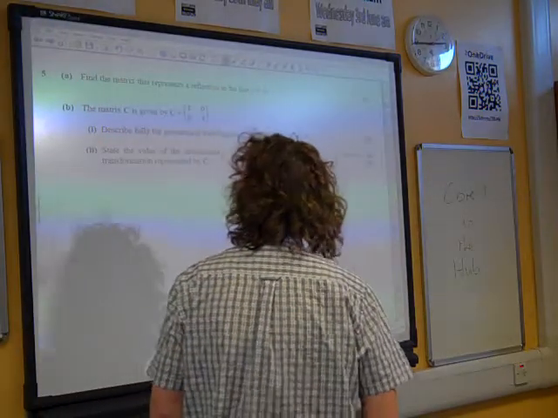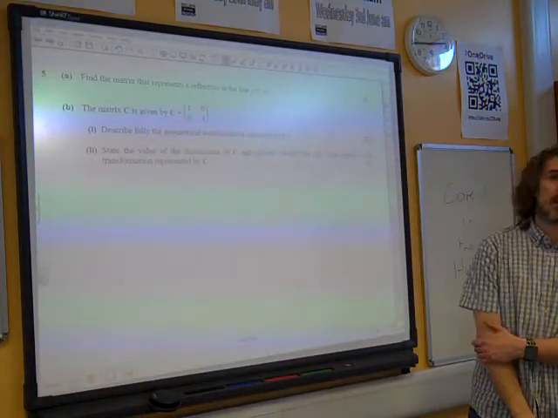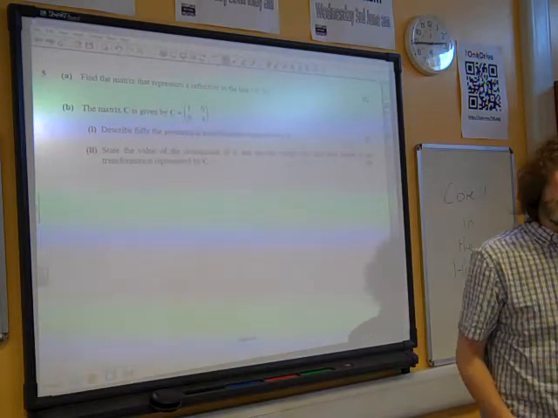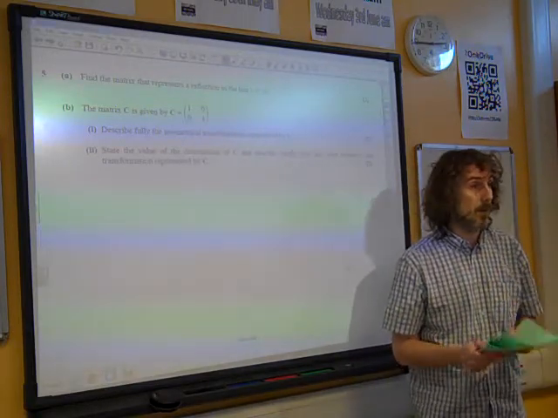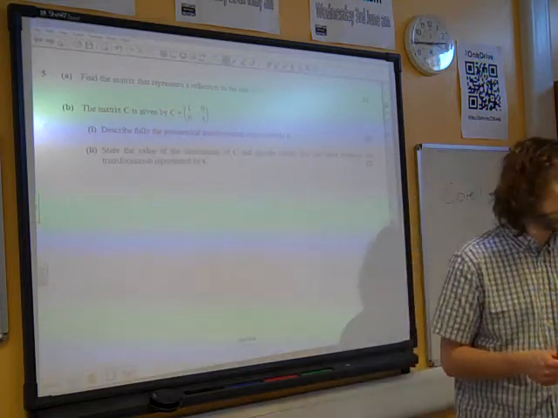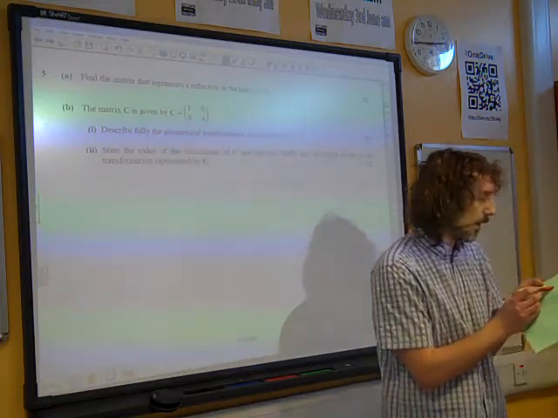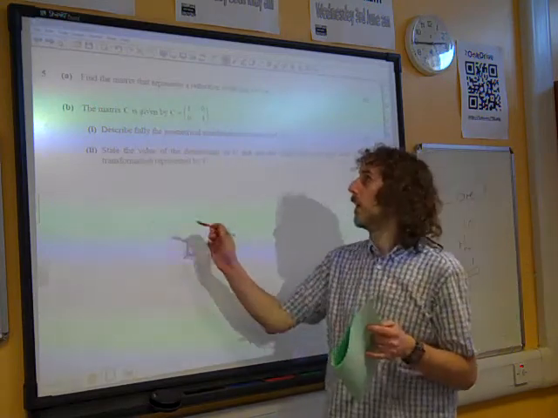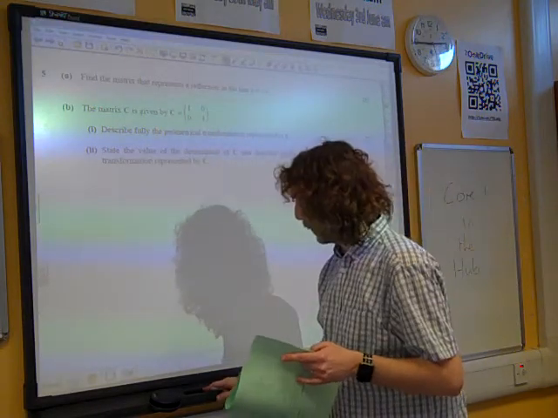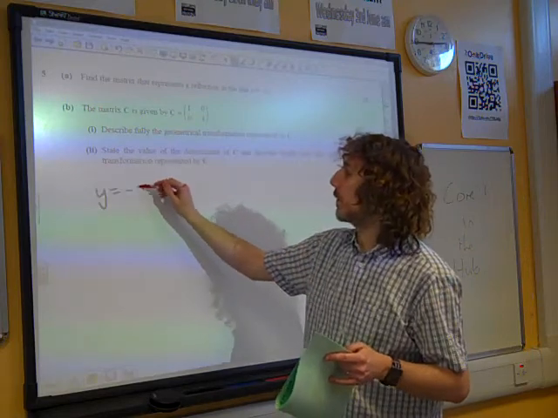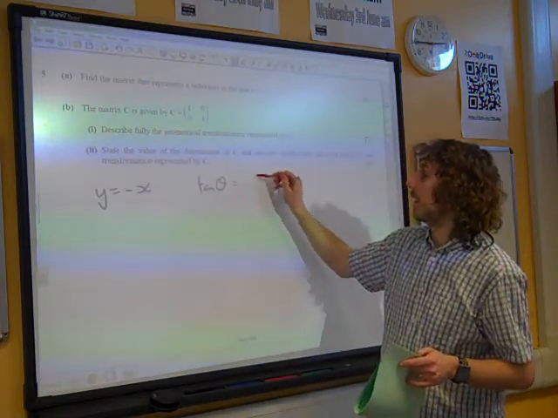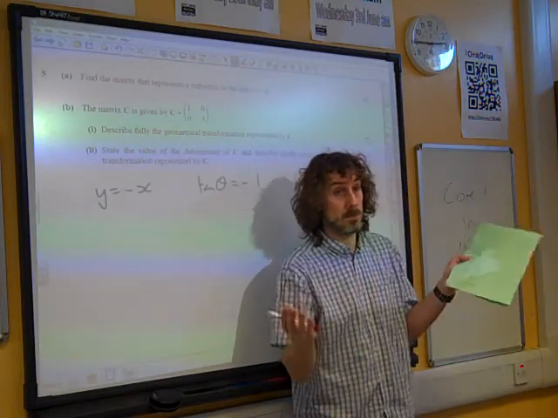Okay, question 5. Find the matrix that represents a reflection in the line y equals minus x. You may remember this, you may have learned which one this is, but if not, we go to the formula booklet. Reflection in the line y equals tan theta x is given by that matrix there. So we're looking for y equals minus x. That means that tan theta is equal to minus 1.